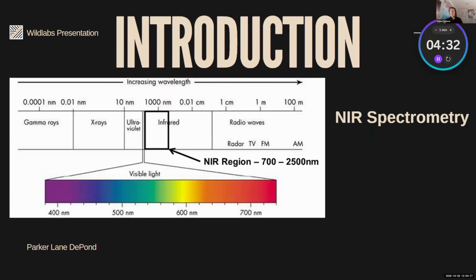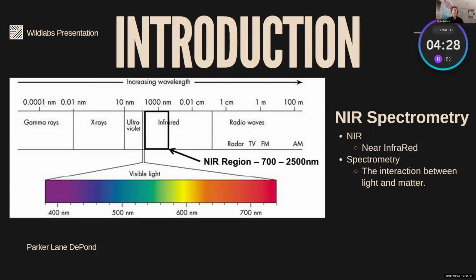So breaking down NIR spectrometry, NIR stands for near infrared light. There is no clear definition on the wavelengths that is. Everyone has their own definition. The region that we're going to be talking about is what's shown there. And spectrometry is just the interaction between light and matter. So putting that all together, my project is using near infrared light to look at specifically vein patterns.